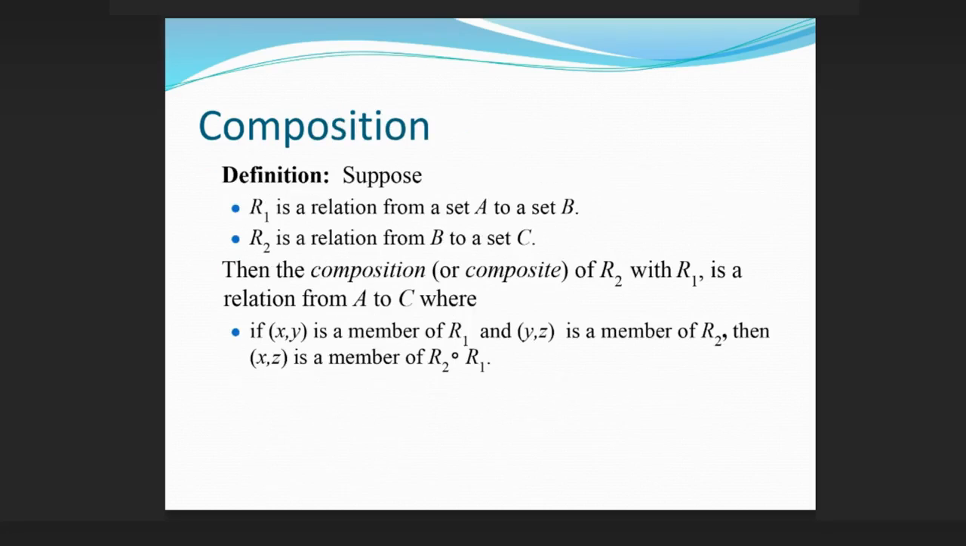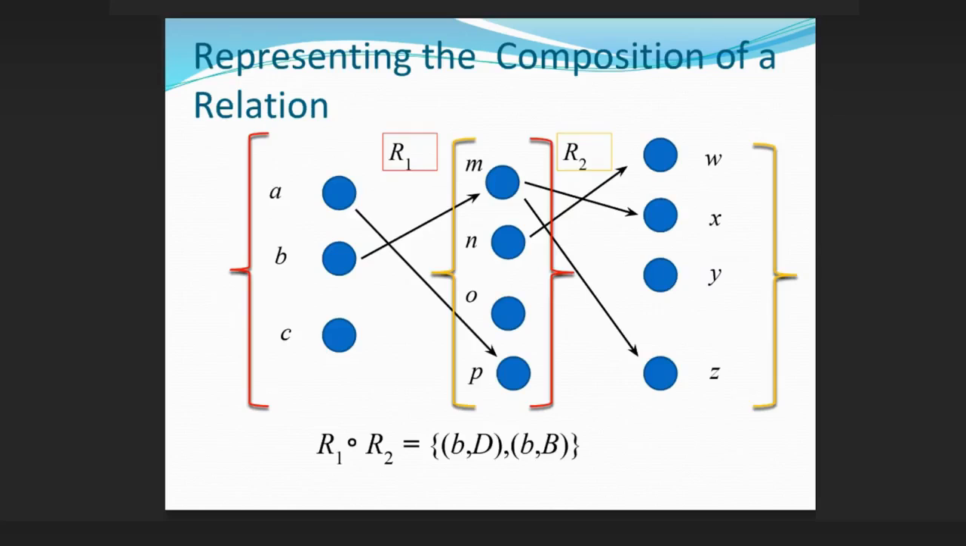Composition definition: suppose R1 is a relation from a set A to a set B, and R2 is a relation from B to a set C. Then the composition, or composite, of R2 with R1 is a relation from A to C where if (x,y) is a member of R1 and (y,z) is a member of R2, then (x,z) is a member of R2∘R1. Representing the composition of a relation.